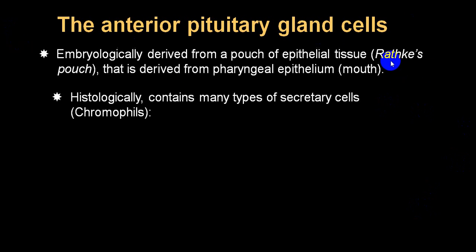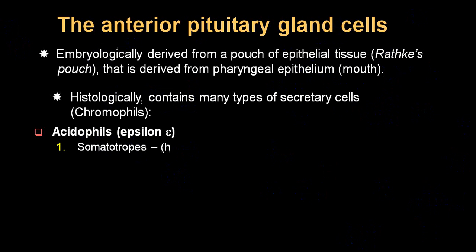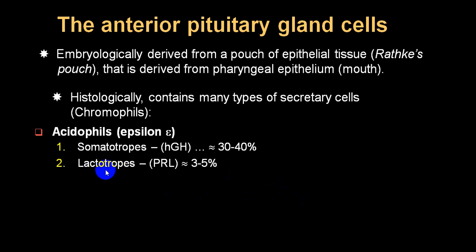Embryonically it is derived from Rathke's pouch, and histologically it contains chromophil cells, which you call acidophilic or epsilon cells, which will secrete somatotropes, or we call growth hormone, and lactotropes, we call prolactin. The production of growth hormone is 30 to 40%, and prolactin accounts for 3 to 5% of anterior pituitary secretion.